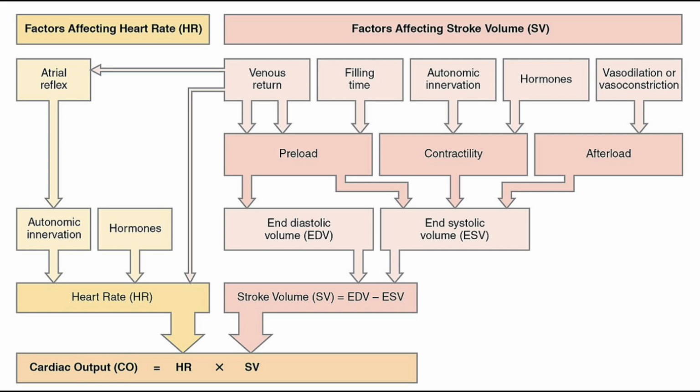Now what are this CO and HR? We know that the cardiac output is equal to heart rate times stroke volume. And what is cardiac output? It is the total volume of blood the heart pumps every minute. That is the cardiac output.